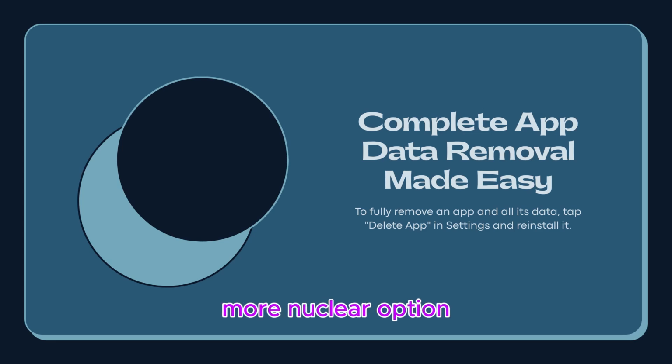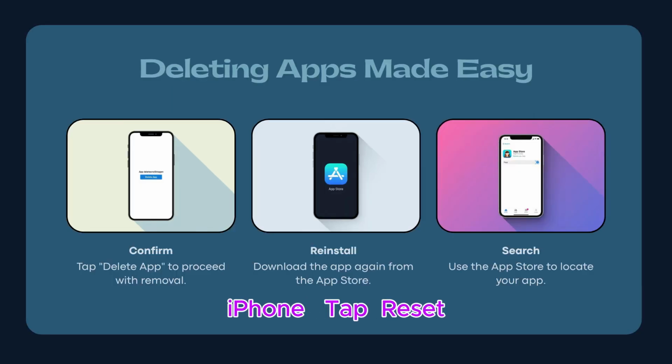For a more nuclear option, go to Settings, then General, then Transfer or Reset iPhone. Tap Reset, then reset all settings. This resets network, privacy, and system settings but does not delete app data.